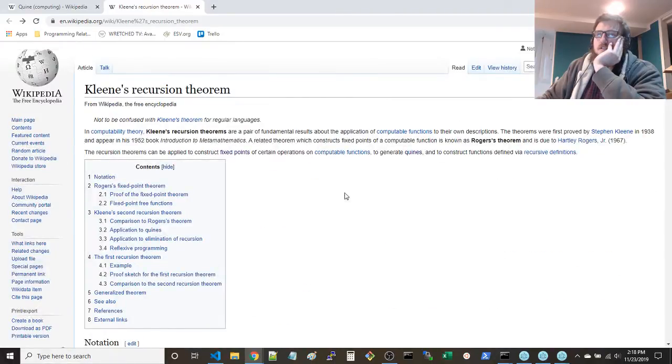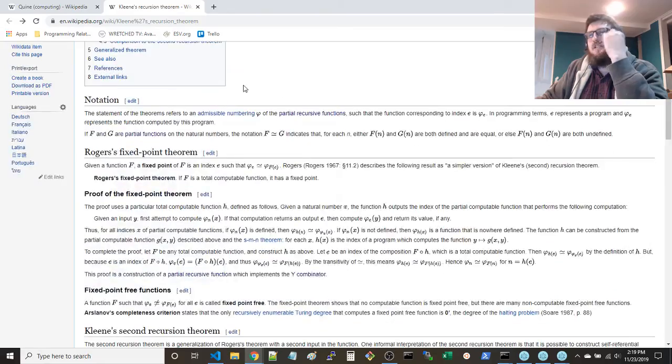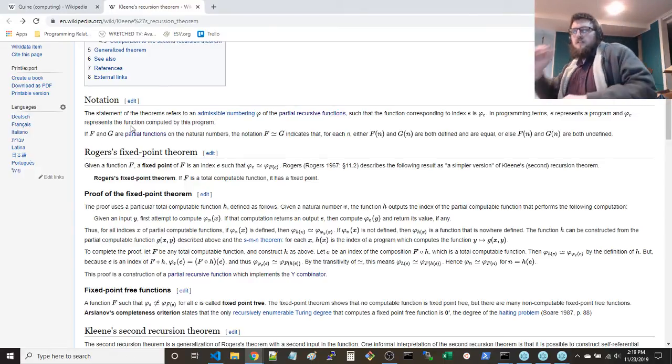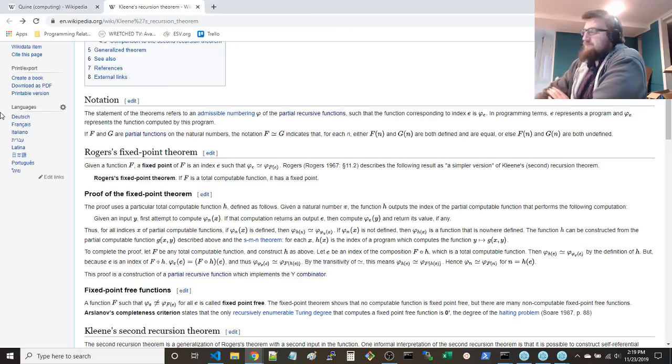So you could say Kleene's recursion theorem, fundamental results of the application of computable functions to their own descriptions. Theorems were proved by Kleene in 1938 and Rogers in 52. Okay, got it. So statement of the theorem refers to an admissible numbering phi of the partial recursive functions, such that the function corresponding to index e is phi of e. In programming terms, e represents a program and phi e represents the function computed by this program. Okay, so it actually generates a function. Oh boy. I got 13 minutes to figure out this quine question here.